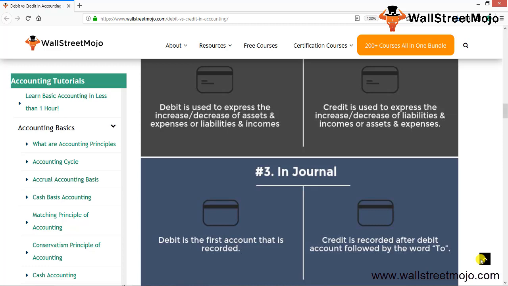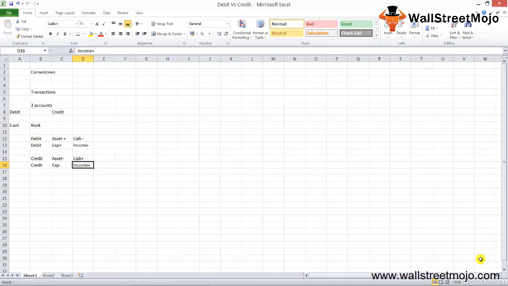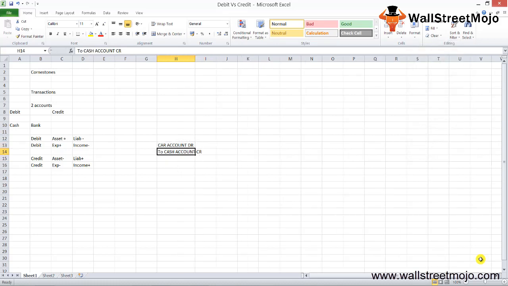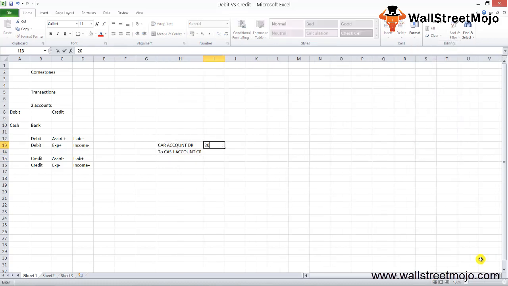Now, debit is the first account that is recorded, and credit is recorded after a debit account, followed by the word 'to'. So it's something like this. Let's say Mr. John purchased a car of $20,000. So the car account over here is debited, Dr. To, because the cash is going out. So the cash account is basically credited. So this is how the entry has been recognized, and over here you will record 20,000 because you purchased for 20,000.